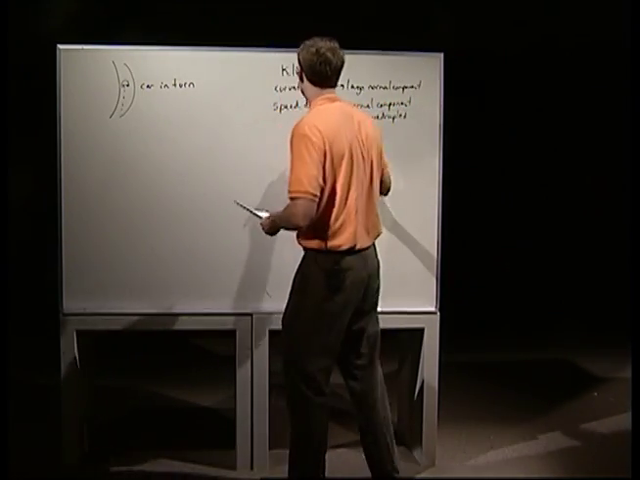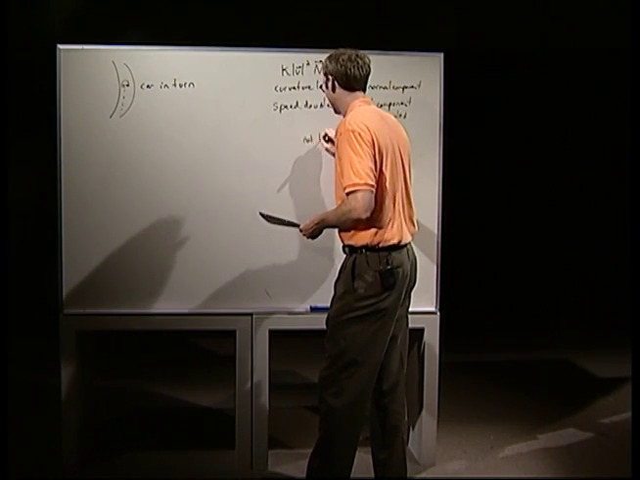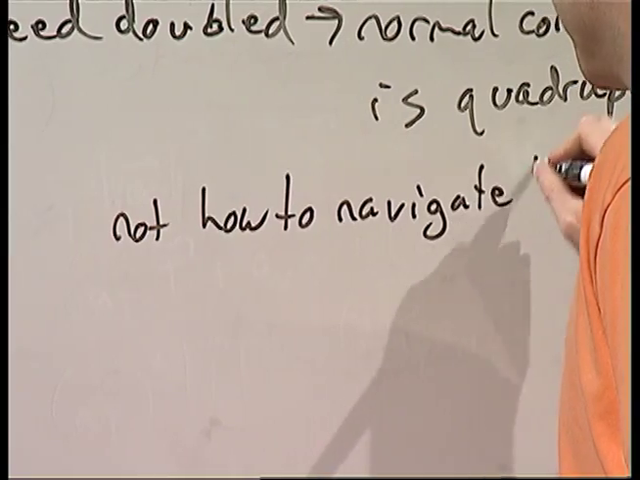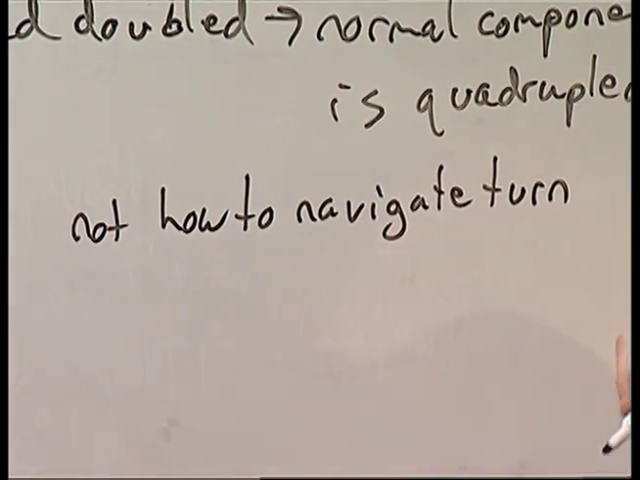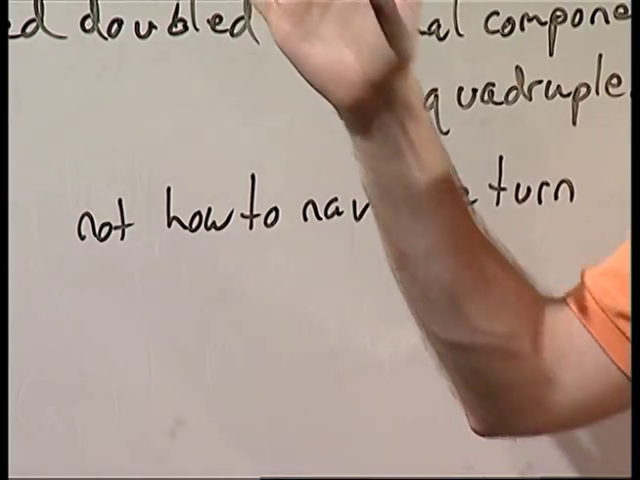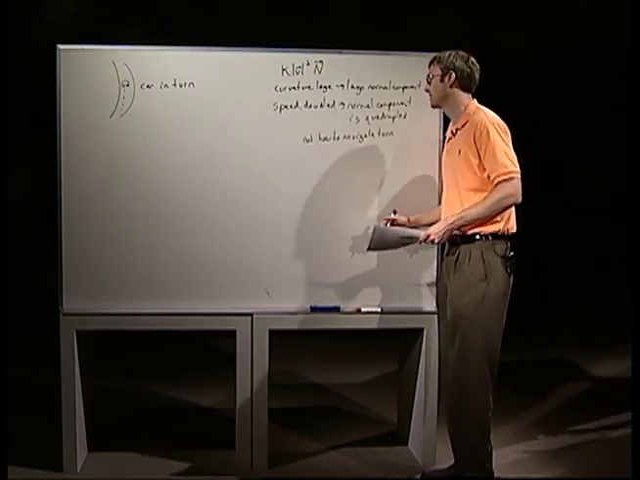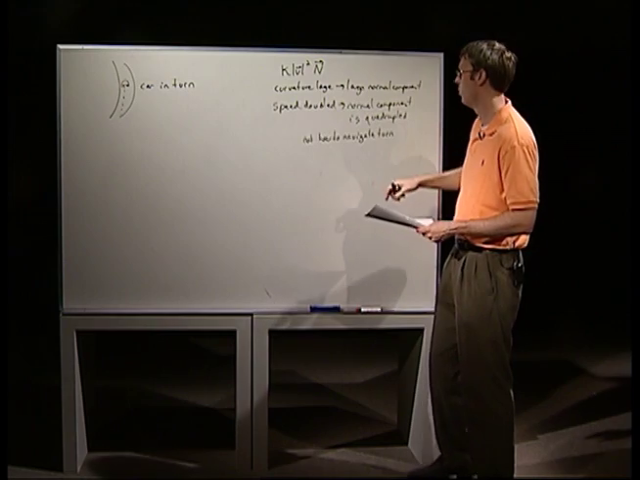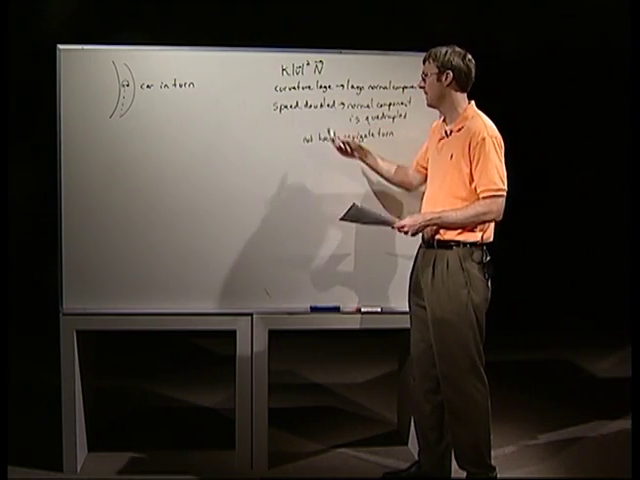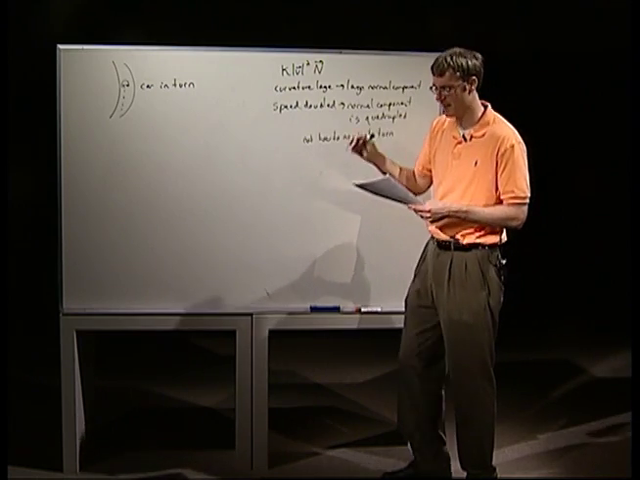So this is not how to navigate a turn. You don't want this. In other words, this is how you crash. If you want to go through the turn normally, you don't want to go orthogonally. Then you go off the road. This is not good. You can't really minimize curvature, that's part of the road, but you certainly can keep your speed from doubling in the turn. That's not a good idea.